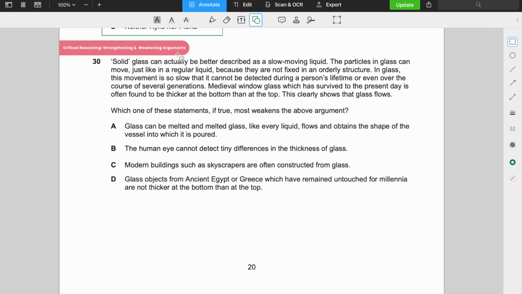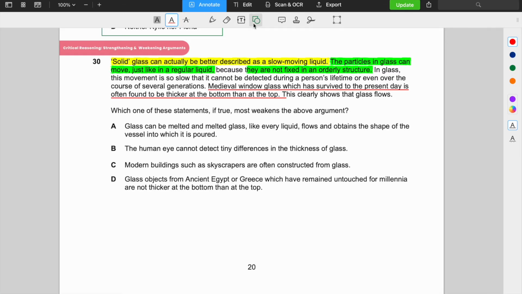Okay, how do we weaken this argument? So again, you just have to find the main conclusion. The main conclusion is solid glass can actually be better described as a slow-moving liquid. And then the premises, well, the main premise is that the particles move just like in a regular liquid, and they're not fixed in an orderly structure. In glass, this movement is slow, so it cannot be detected during a person's lifetime or even over the course of several generations. Okay, and then one of the examples they've given to support this is medieval window glass, which has survived to the present day and is often found to be thicker at the bottom than at the top.